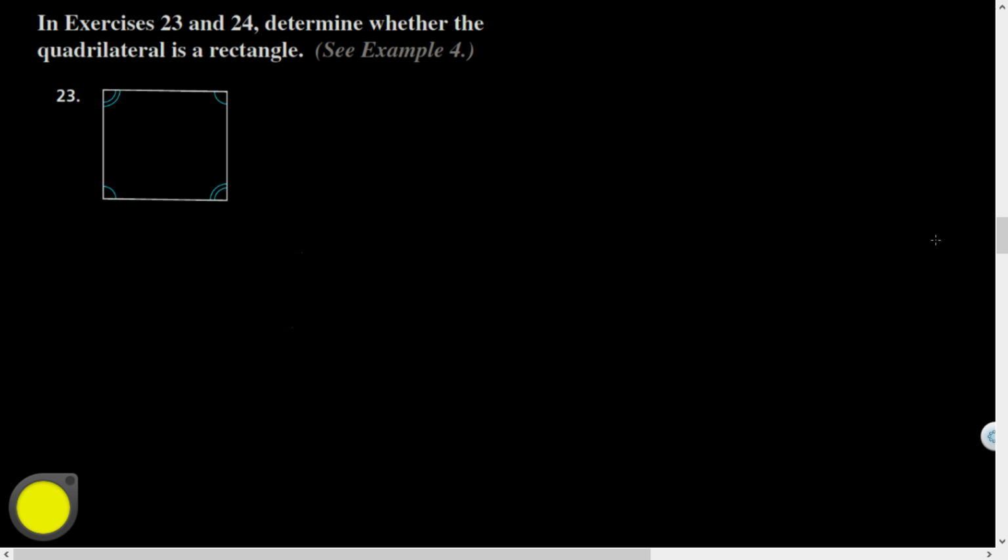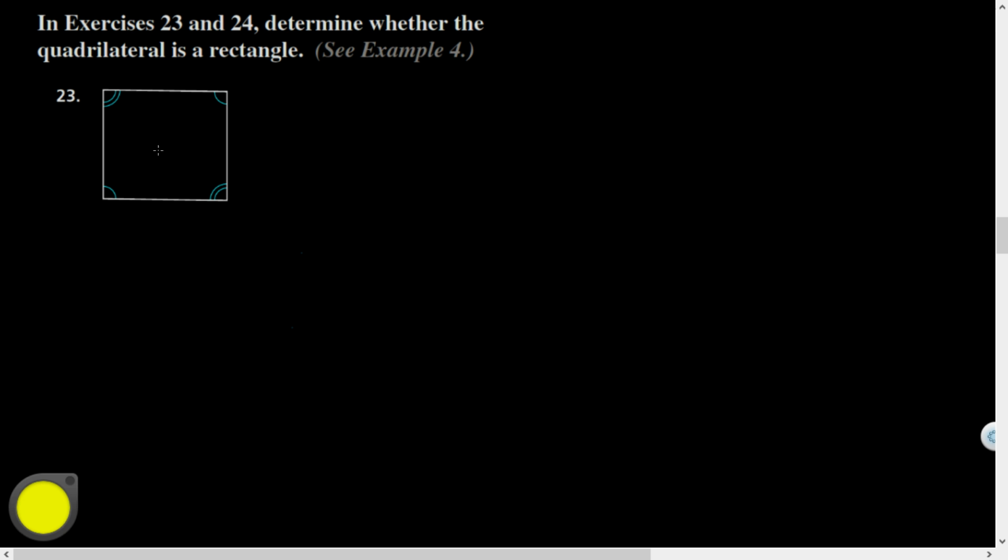All right. Determine whether the quadrilateral is a rectangle. Anyone have thoughts on 23? What do we got? Who's thinking? All right. We've got one confused on this. Anyone who's pro-rectangle? No one's pro-rectangle. Anyone anti-rectangle? Pro just regular quadrilateral on this. Okay. All right.